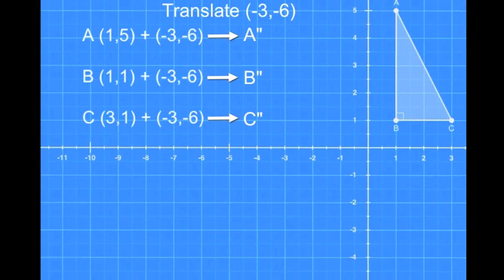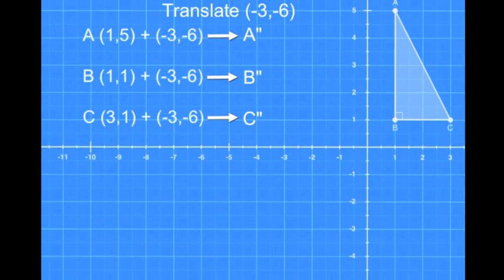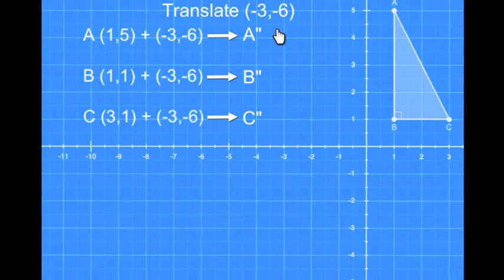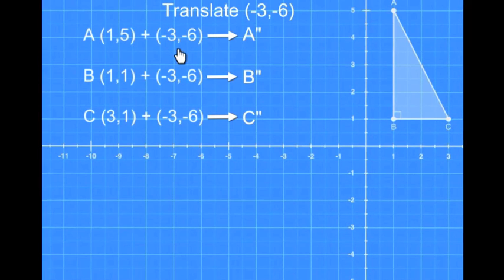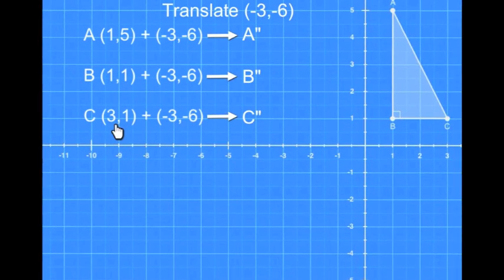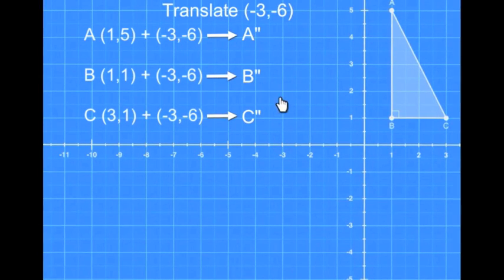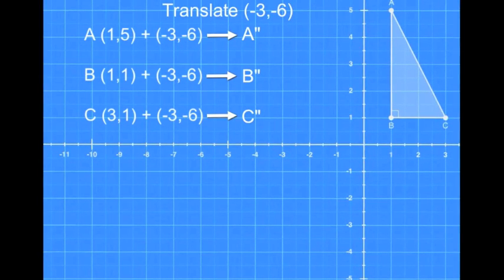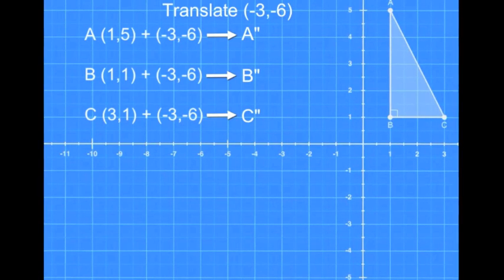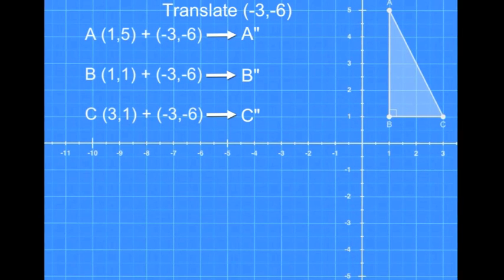Here I've set up my coordinates with A, B, and C. I'm going to translate this object, negative 3, negative 6, so I'm adding negative 3, negative 6 to each of the original coordinates. My new coordinates will be A double prime, B double prime, and C double prime because I've already done a translation of this object once, so I want to use a different marker for this new shape.